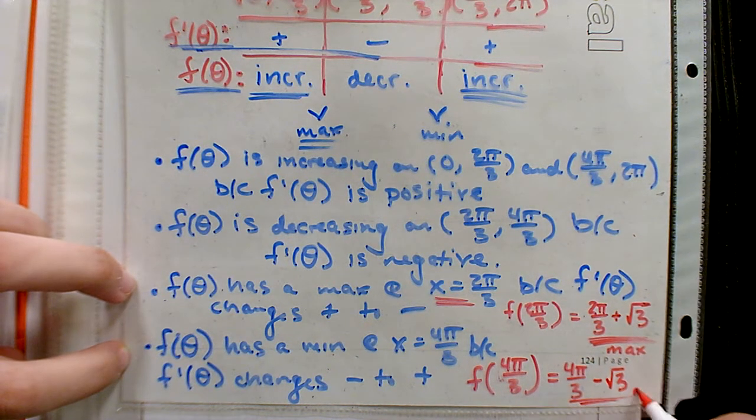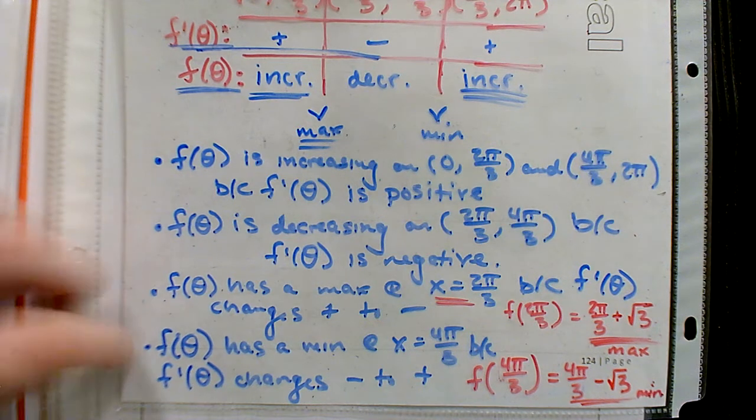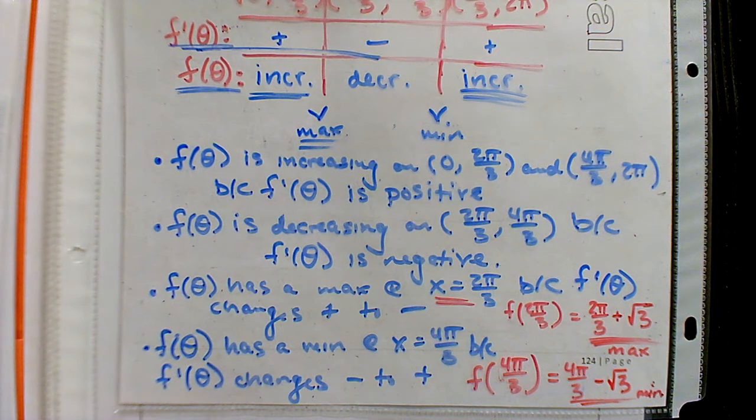So there's the minimum height. It might not be the lowest height, okay, but it is a low point or low height on the graph.